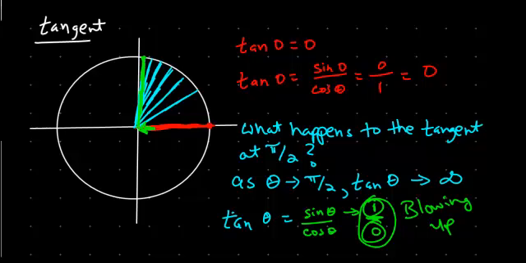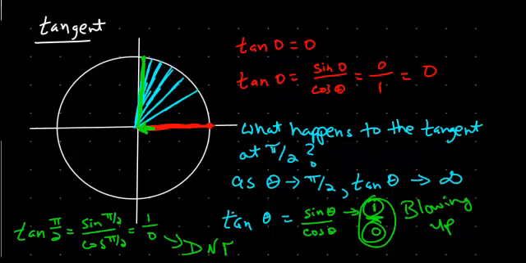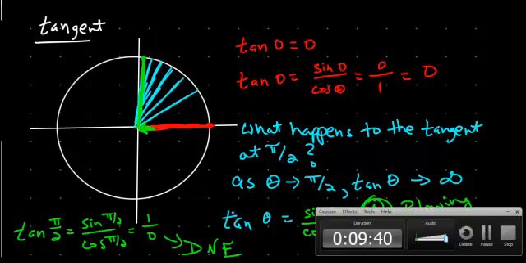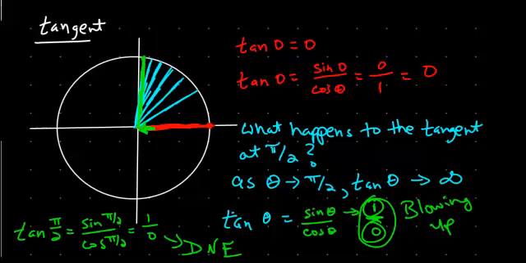But the actual tangent of pi over 2 doesn't exist. Tangent of pi over 2, we'd have the sine of pi over 2 divided by cosine of pi over 2, which equals 1 over 0. So that does not exist. We're hitting 10 minutes here, so let me stop there and I'll continue in the next video.